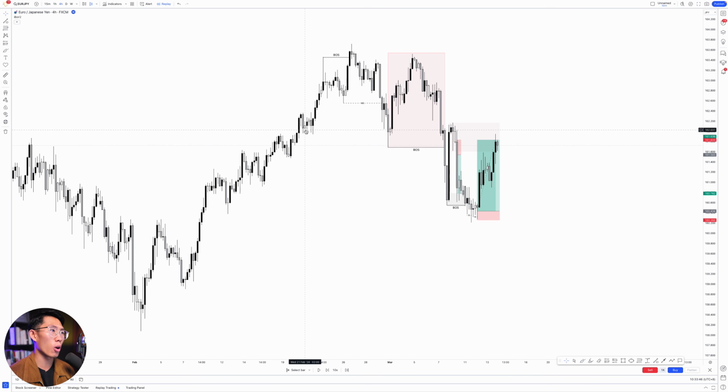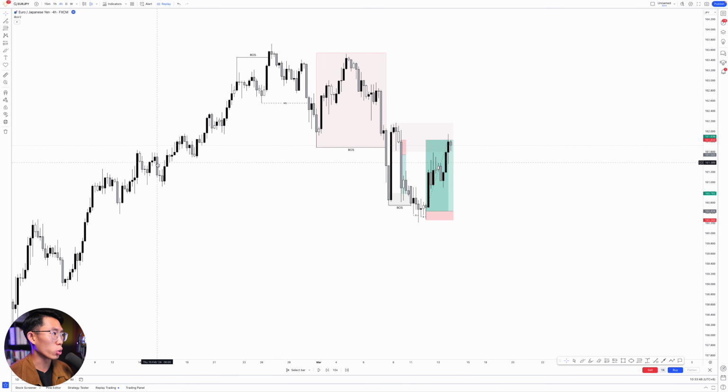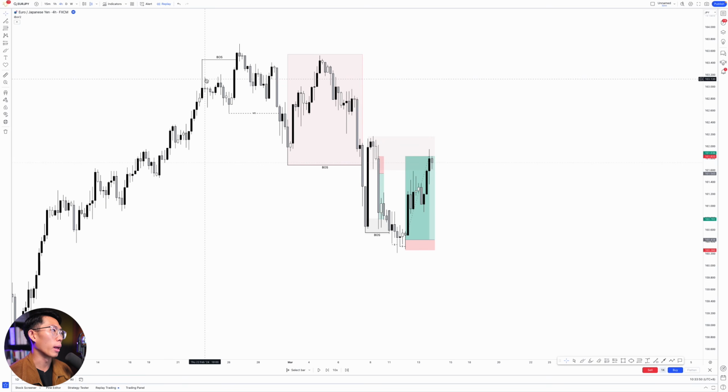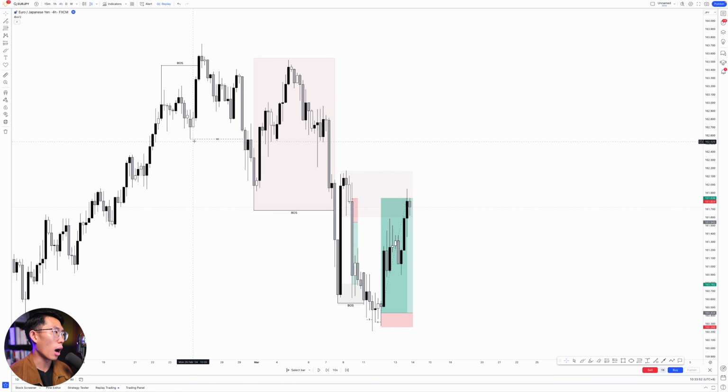Okay, first of all, let's just start off with the higher time frame. You can see price was extremely bullish, and then based on this was the last swing higher low.